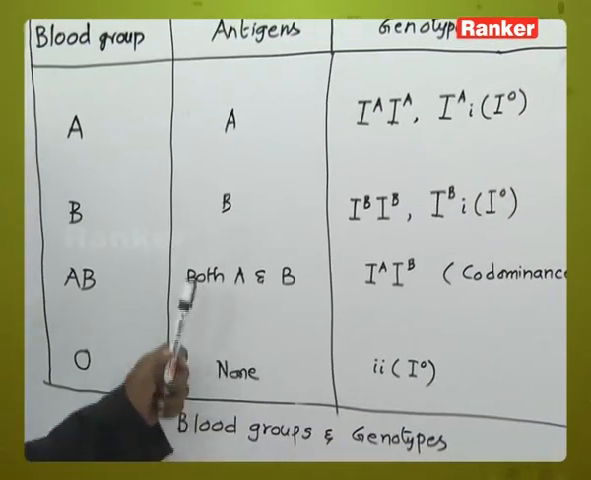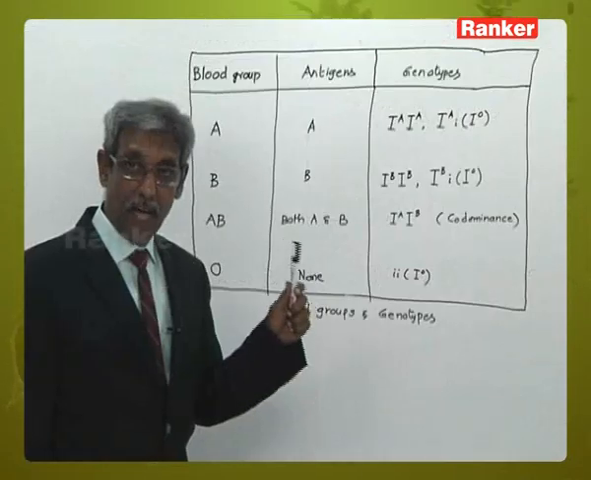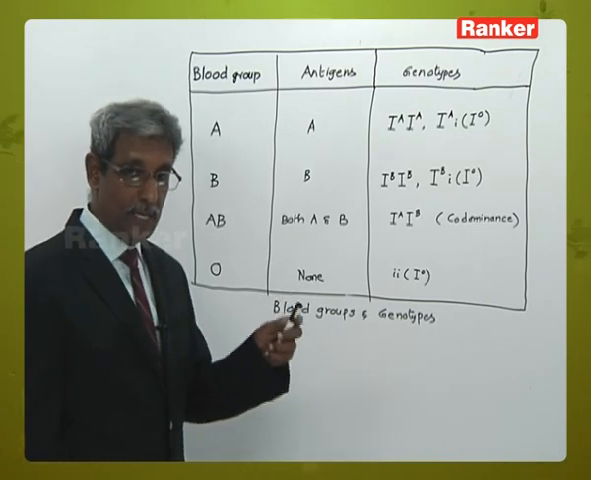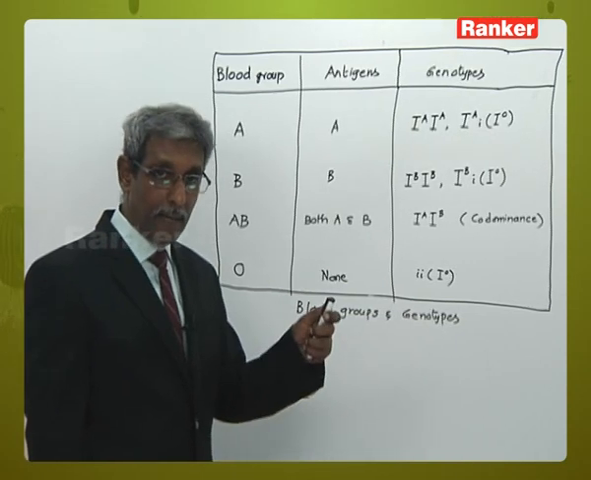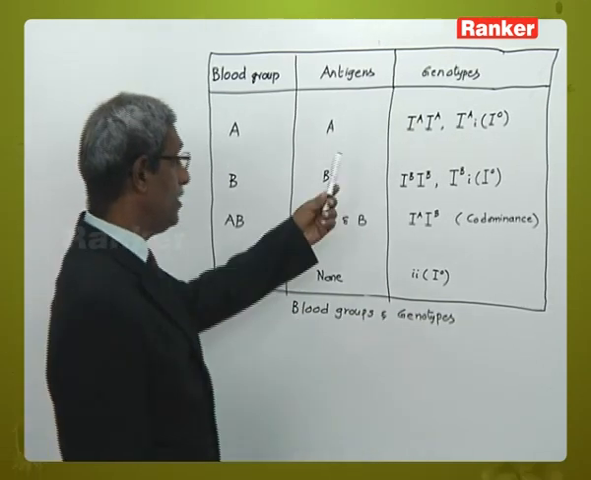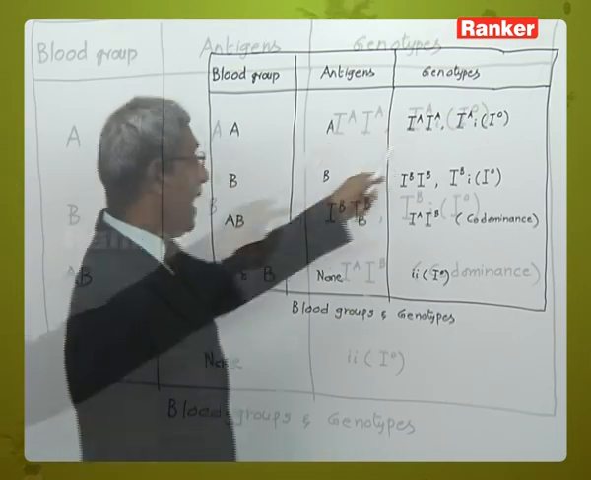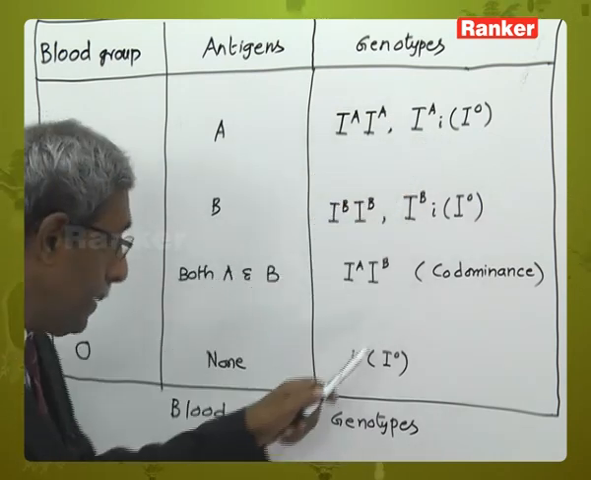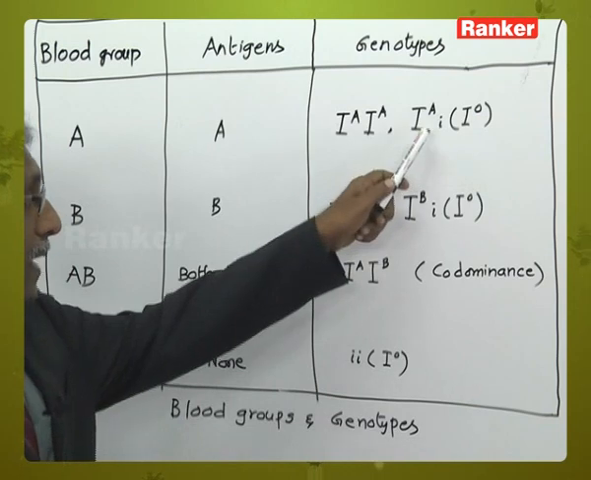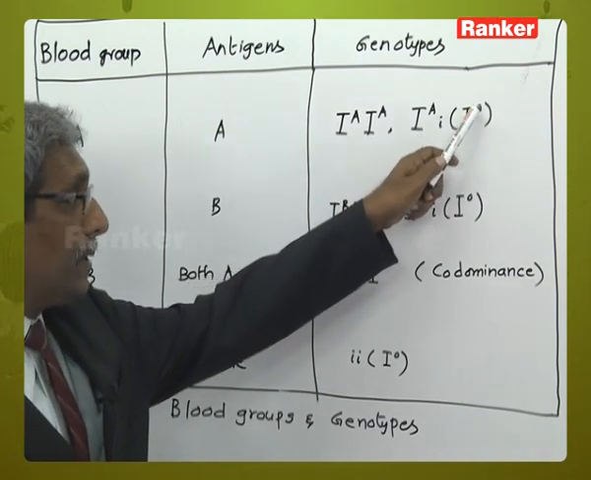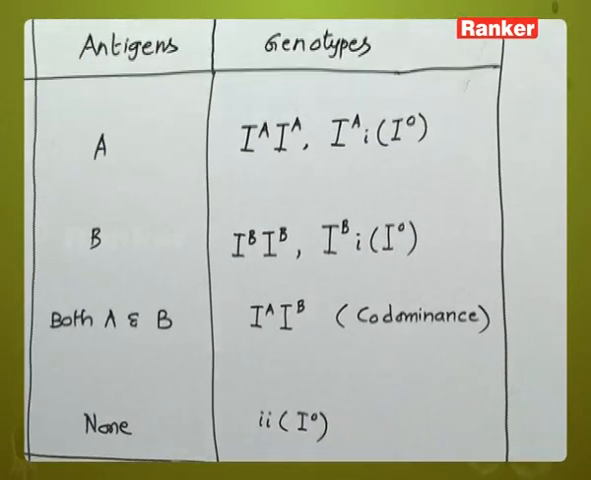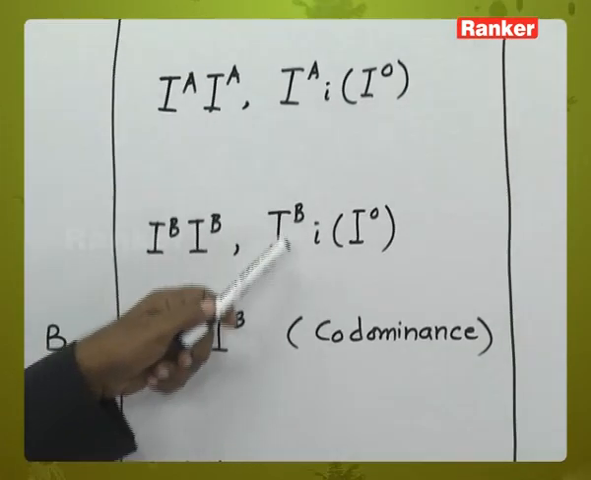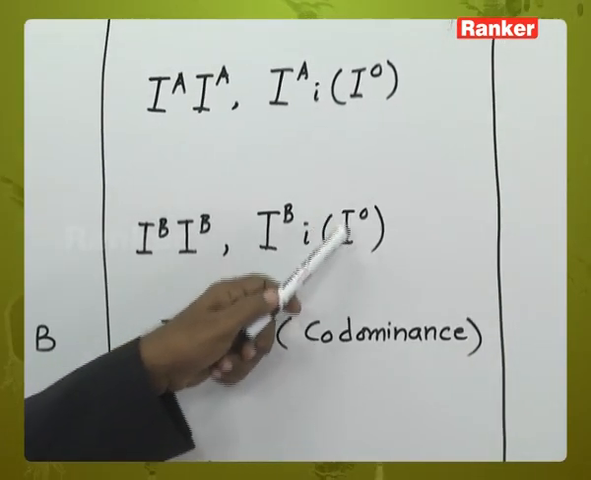When you take the genotypes, they are determined by the I gene. The I gene can exist in different combinations, as seen by the crossing of a male gamete with a female gamete. The genotypes you could derive for blood group A are I^A I^A and I^A i. Small i indicates the O allele, and is also designated as I^O. Similarly, blood group B has the genotypes I^B I^B, as well as I^B i, or I^B I^O.